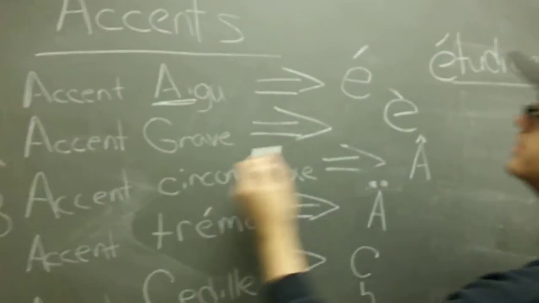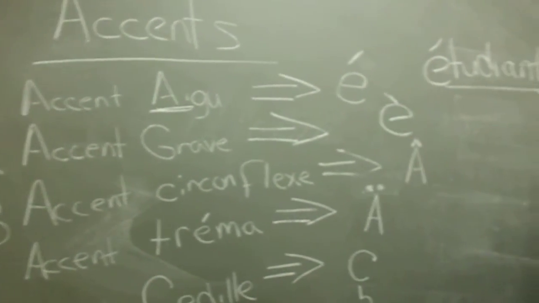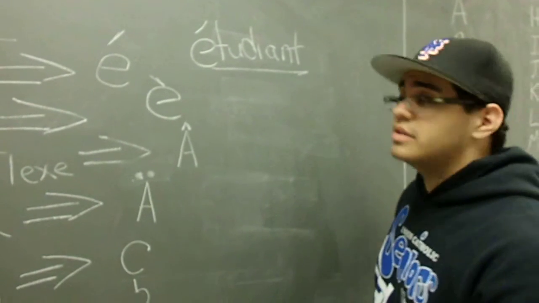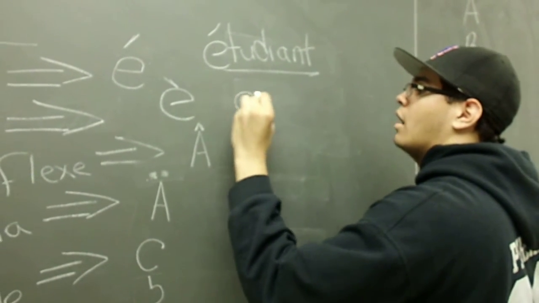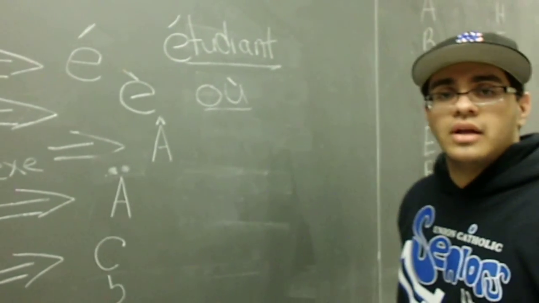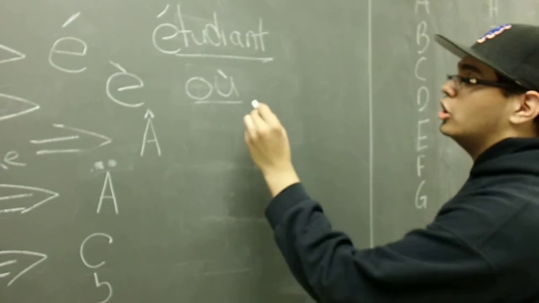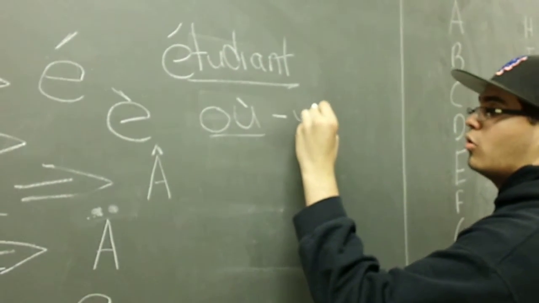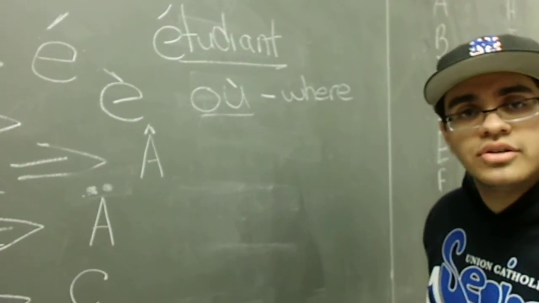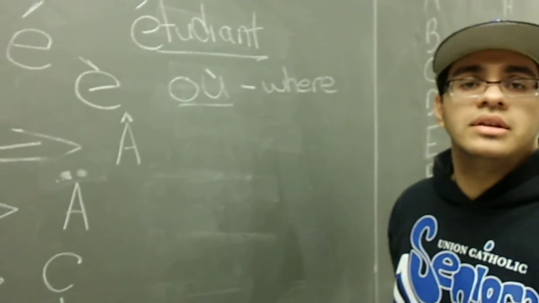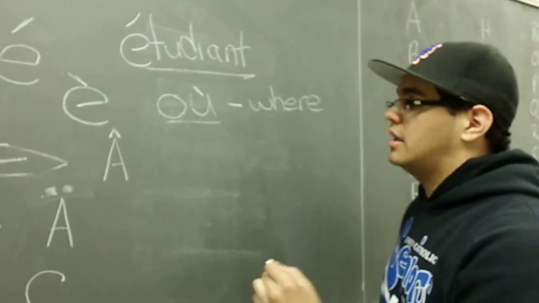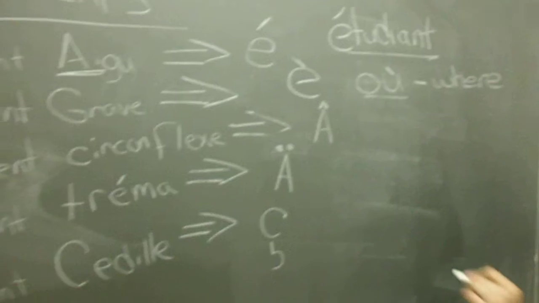Accent grave, which is top left to bottom right, makes an A sound. Example of the sound would be in this, right here. That is pronounced où, and it means where. This is an interrogative pronoun, and we will be going into talking more about what exactly an interrogative pronoun is and does later on. But for now, we shall continue moving on.